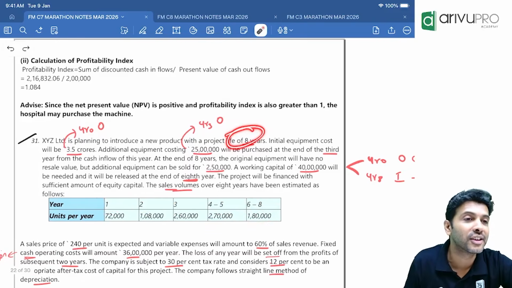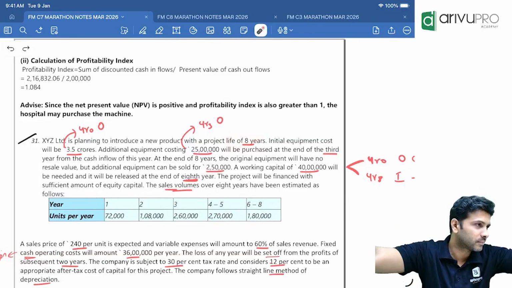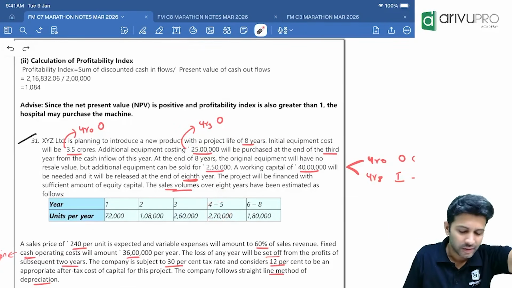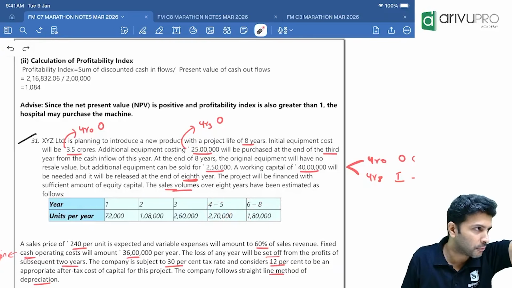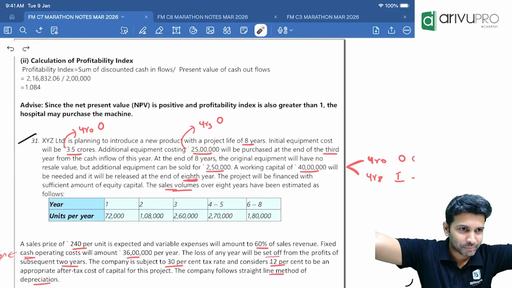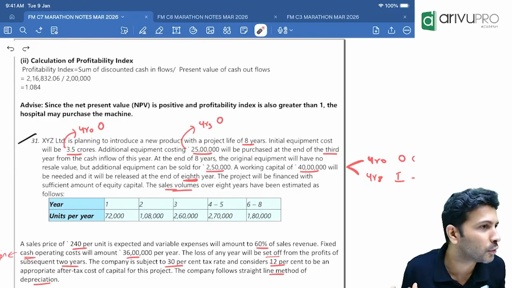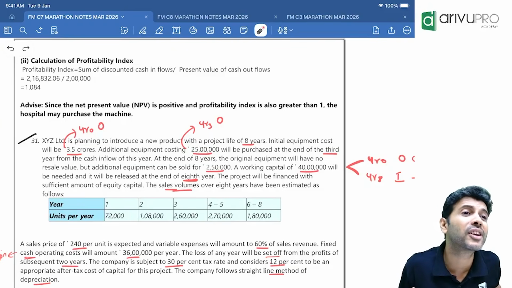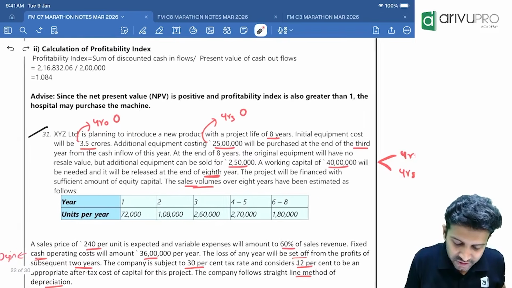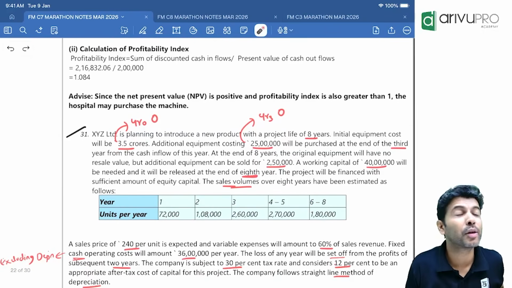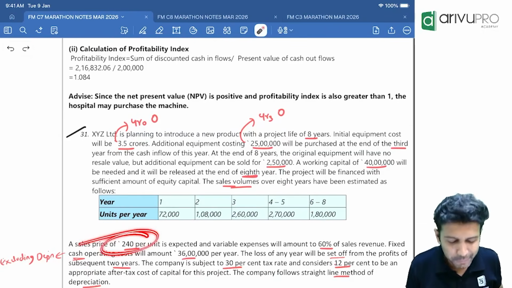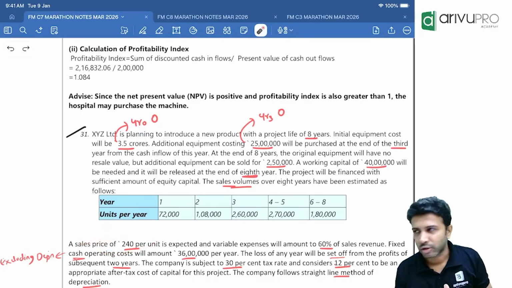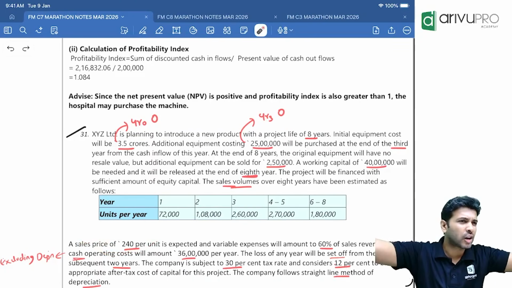Life is how many years? 8 years, so 8 columns. You can have 4 to 5 as one and 6 to 8 as one if you are comfortable, but I prefer to have it separately because some students may get confused. So I have done 8 columns. The culprit here is sales, the number of units sold. What is the selling price per unit? 240. So by now we know that we have to have 8 columns.